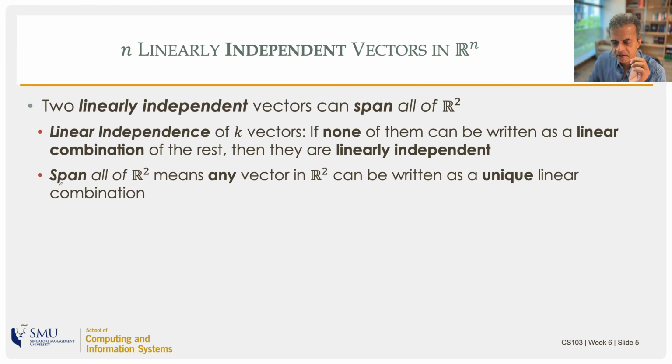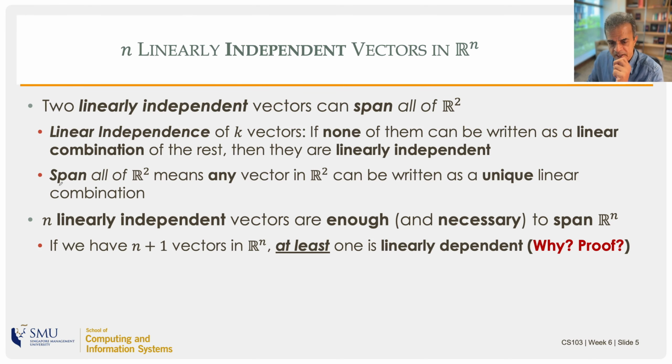What that means in the case of R2 is that two linearly independent vectors are necessary and sufficient to span all of R2, or to express any other vector in R2 as a linear combination. Similarly, n linearly independent vectors are enough and necessary to span all of Rn. If you have one extra vector, that is, if you have n plus 1 vectors in Rn, at least one of the n plus 1 vectors will have to be linearly dependent. Can you prove that? Actually, by now we have the knowledge necessary to go ahead and prove it.